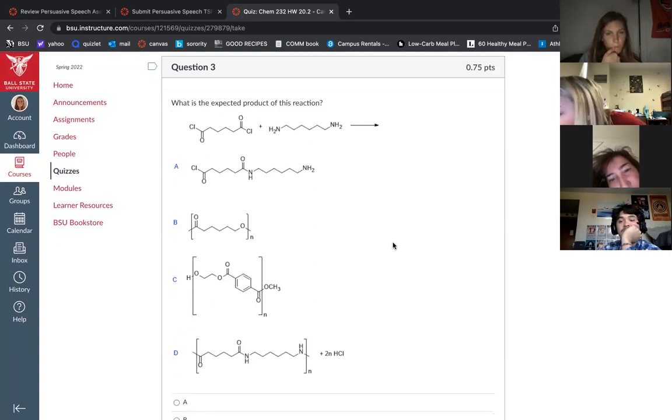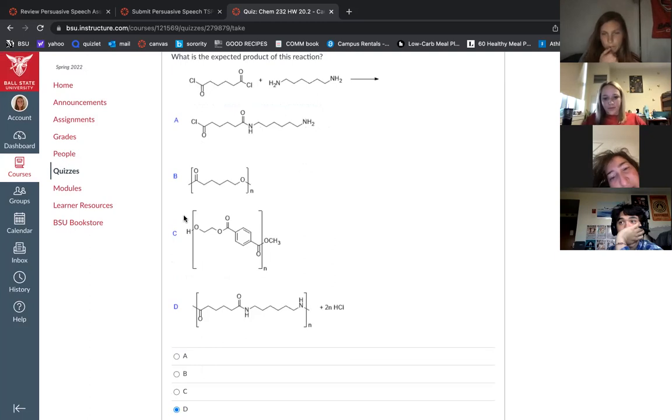I think this is the one that we worked on before we left class. It's like you just combine the two, and then it'd be like a polymer. It's like the polymer one. So I don't think it'd be this one because it's not a polymer chain. It wouldn't be B or C. So it's between A and D. I'm feeling D. Yep.